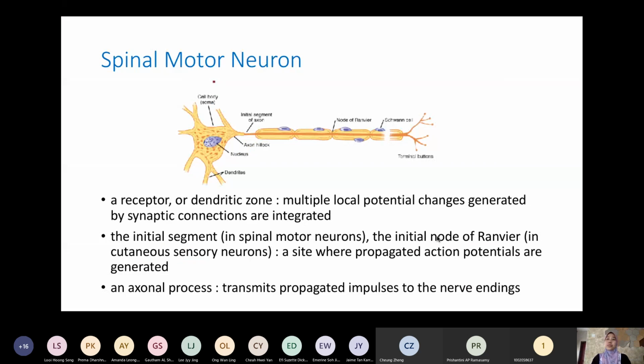Okay, let's continue. For the spinal motor neuron, we have a receptor or the dendritic zone, which is usually at the terminal region. This receptor usually will attract any kind of stimulus coming in. For example, as I said earlier, you might have a mechanical stimulus, a chemical stimulus, or a thermal stimulus. Any kind of stimulus must be in a receptor. And then the initial segment within the spinal cord or motor neuron, we have the nodes of Ranvier.